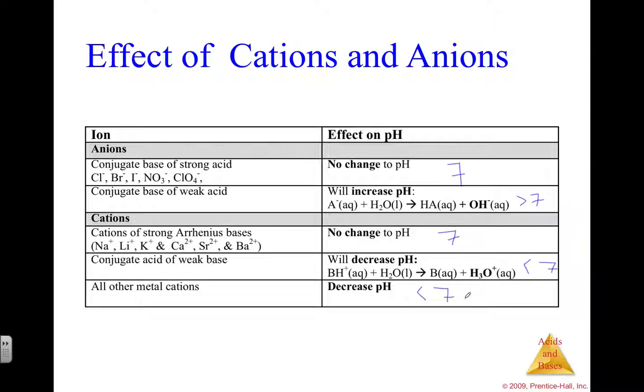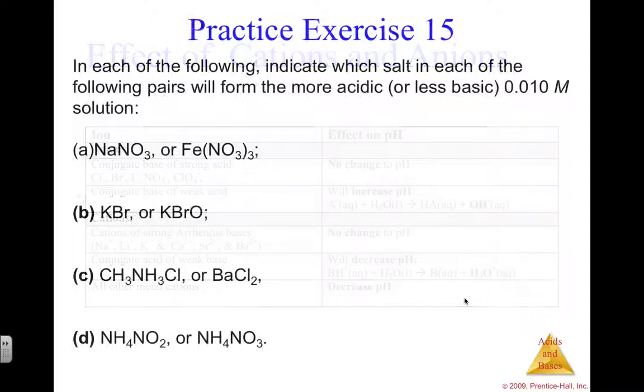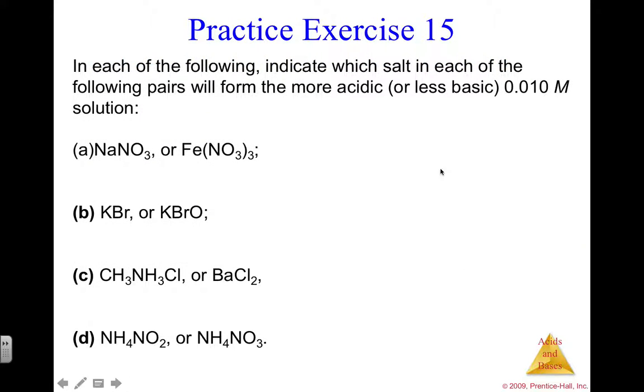Okay, so let's see. How are we going to apply this concept? Multiple choice questions are very common for exams with this concept. Practice exercise 15 is an example of that. It states: in each of the following, indicate which salt in each of the following pairs will form the more acidic or less basic 0.010 molar solution. So the molarity is given so you know that the molarity is all the same. So more acidic, less basic, that just means I want the lowest pH.